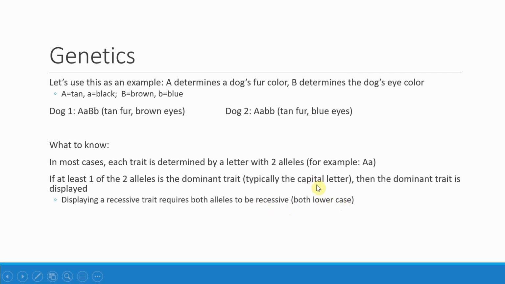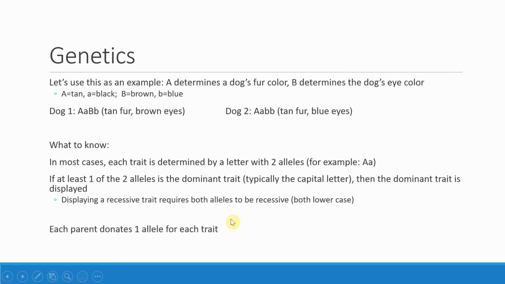But again, don't just assume capital is dominant and lowercase is recessive. Most of the time that will be right, but double check to make sure that makes sense with what you're seeing on your chart, your graph, or what they're describing, in case they flip it on you.